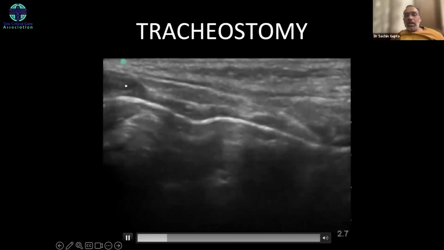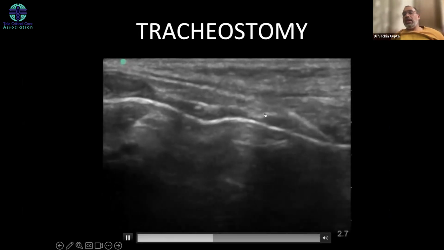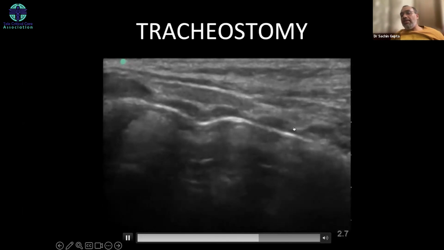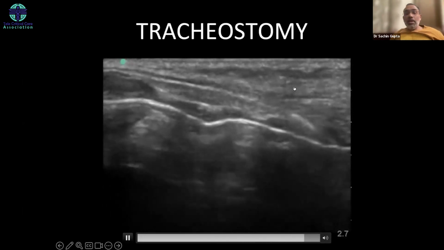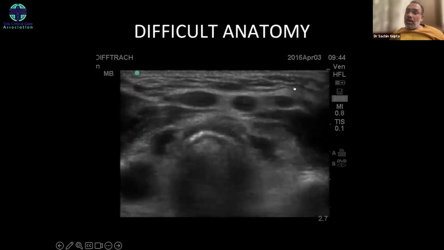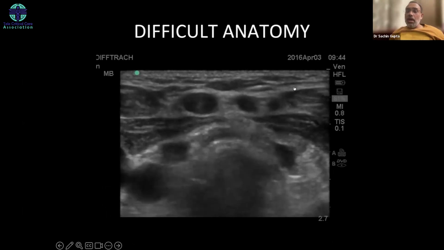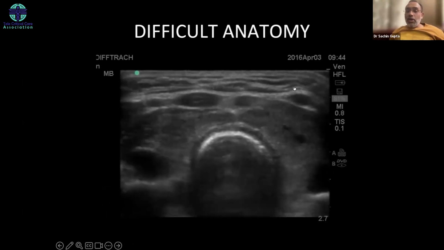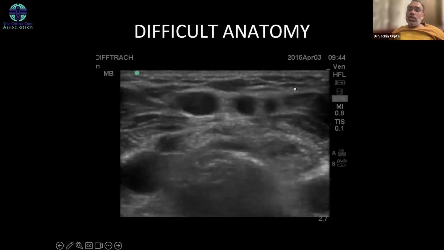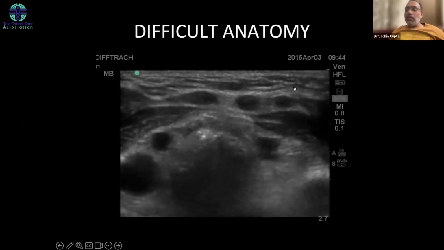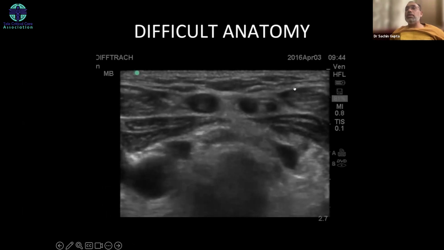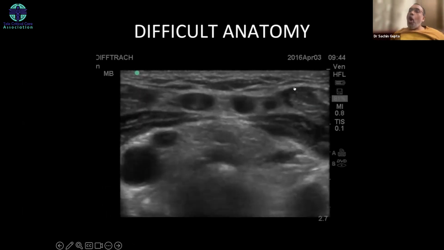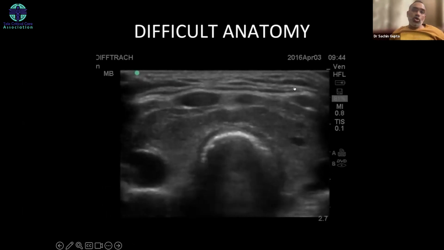So this part is the cricoid. This is the first tracheal ring, then the second tracheal ring. So our guide wire has passed between the second and the third tracheal ring. Now these are difficult anatomy patients. This was for one of our patients where we were planning to do a tracheostomy. When we scanned, we could see so many blood vessels in the path of the needle. Now try to understand if this procedure was done blindly or even under bronchoscopic guidance.